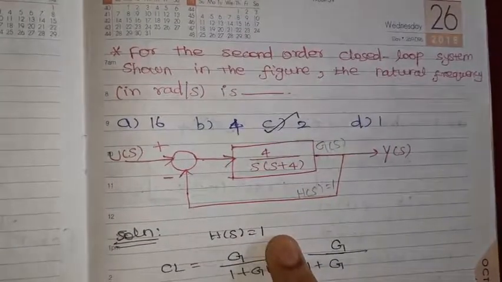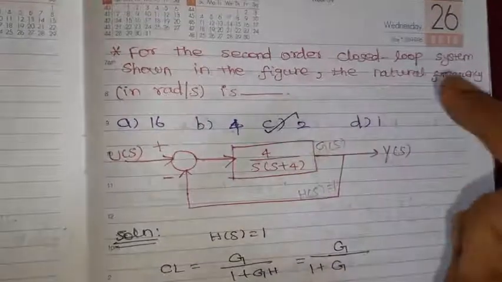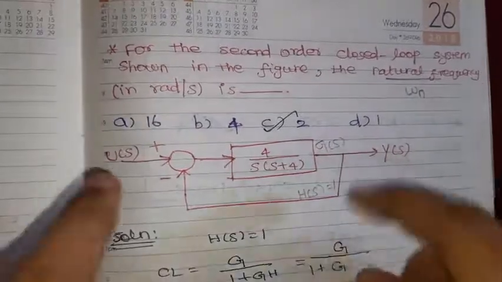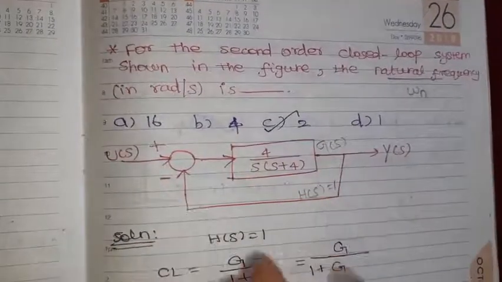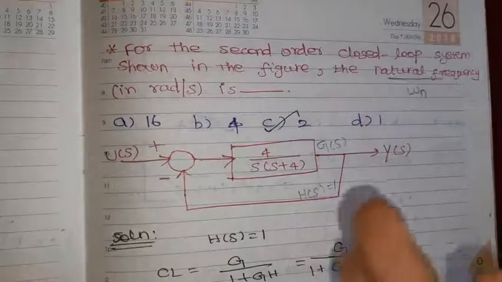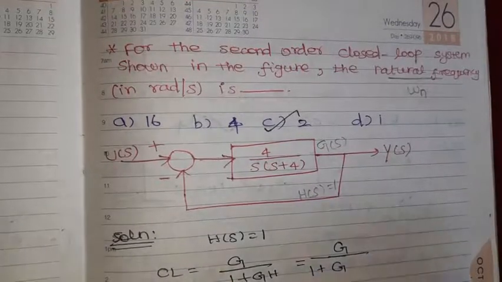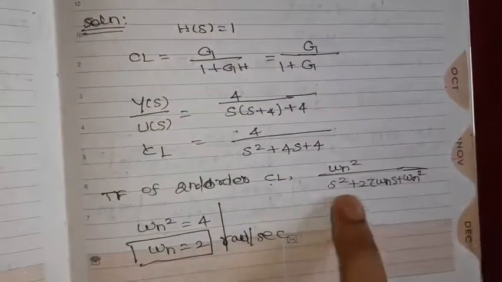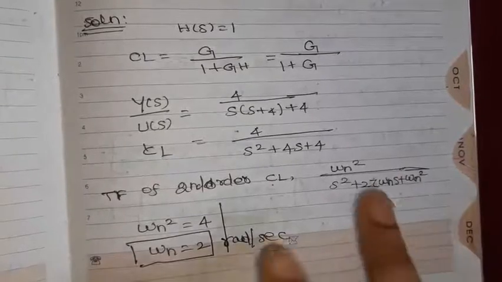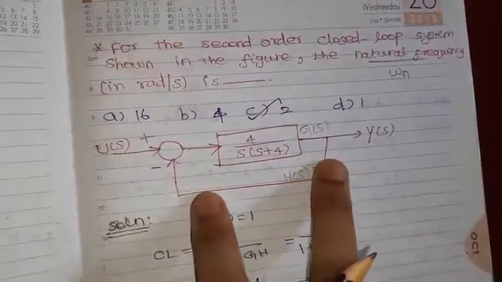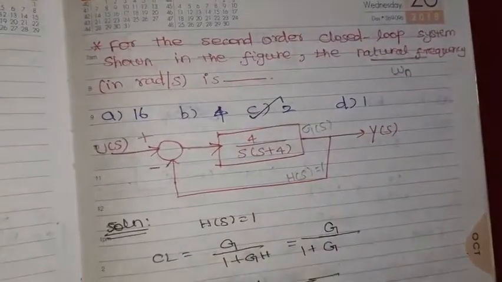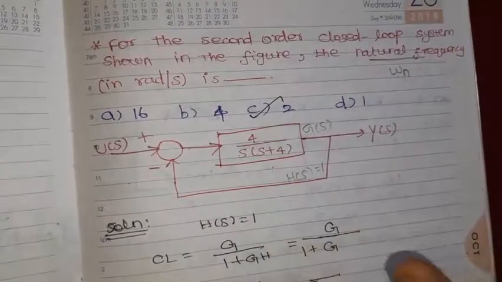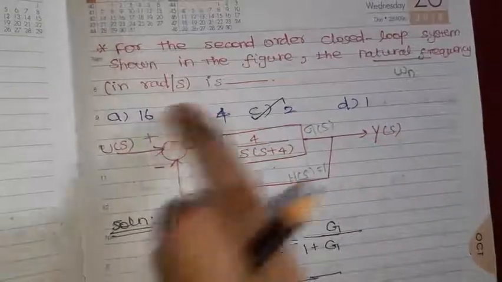So we are going to find out the natural frequency. Natural frequency is nothing but omega n. First find out the transfer function of this closed loop system and then equate it to the standard second order closed loop transfer function. What is that standard transfer function? It is omega n squared divided by s squared plus 2 zeta omega n s plus omega n squared. So from the block we find the closed loop transfer function and equate it to the standard one. Then we can find the omega n value, that is the natural frequency, in radians per second.